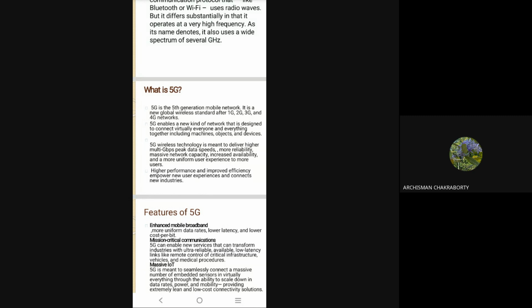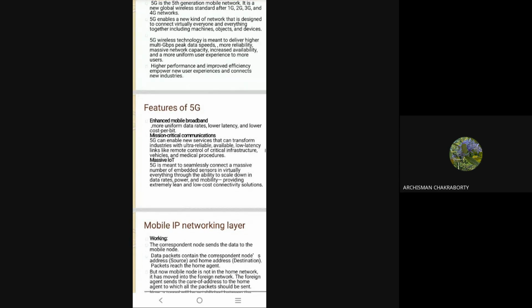5G wireless technology is meant to deliver higher multi-Gbps peak data speeds, more reliability, massive network capacity, increased availability, and a more uniform user experience to more users, higher performance and improved efficiency, empowering new user experiences and connecting new industries. These are some features: enhanced mobile broadband, more uniform data rates, obviously lower latency, and lower cost per bit.